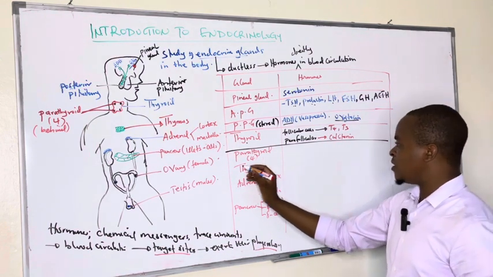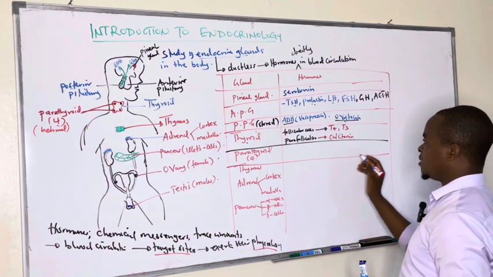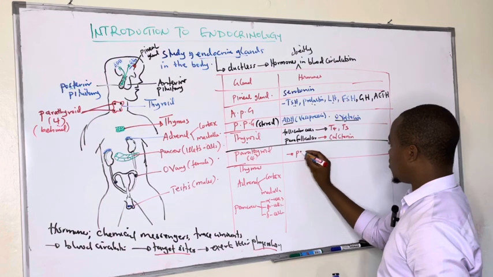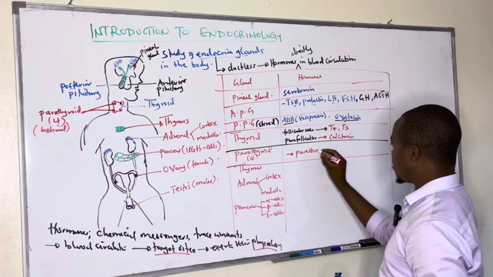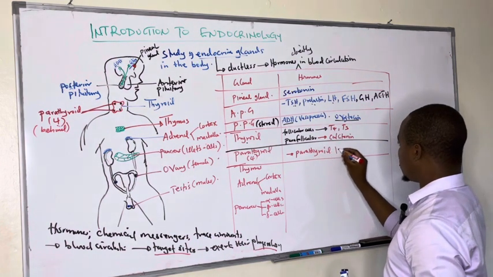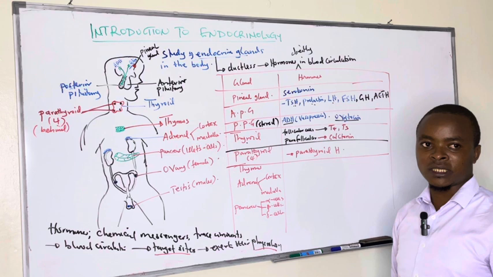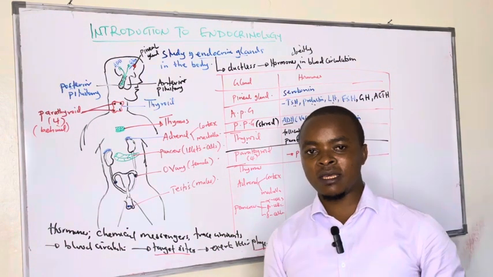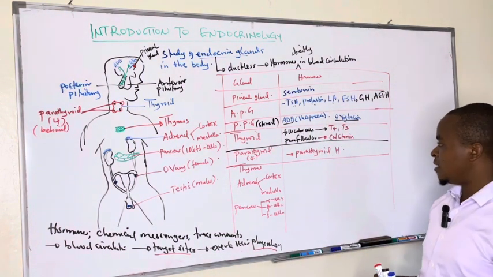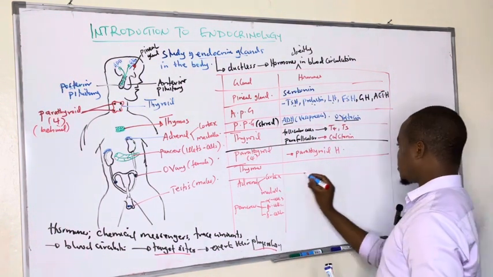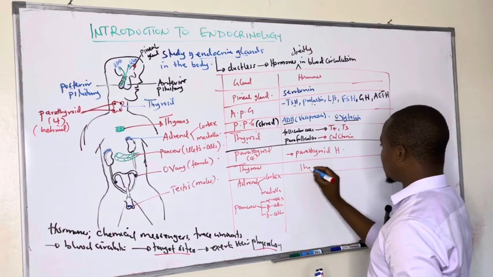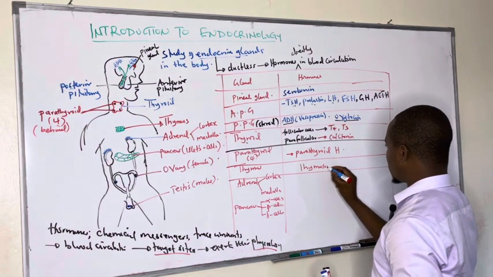Then the parathyroid gland produces parathyroid hormone, or some books call it parathormone. It is the one produced by the parathyroid glands. Then the thymus produces thymosin hormone.